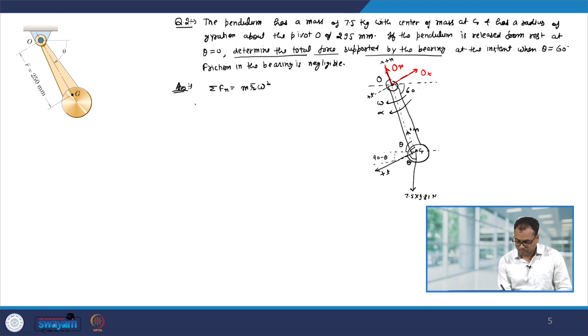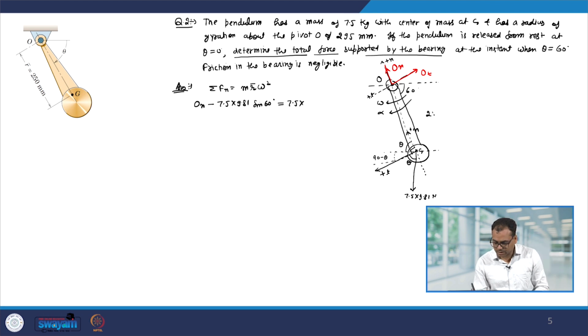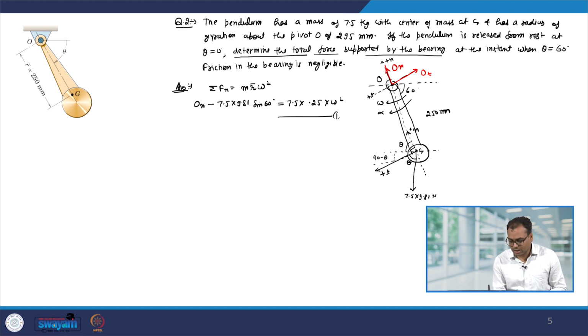So, we have O n, the force in the n direction, minus the projection of the weight along the n direction. So, that is minus 7.5 into 9.81 sin 60 degree, because theta is equal to 60 degree, equal to m r omega square. M is 7.5, r is the length of this pendulum. It is given that this is 250 mm. So, therefore, 0.25 into omega square. Let me call this equation number 1.